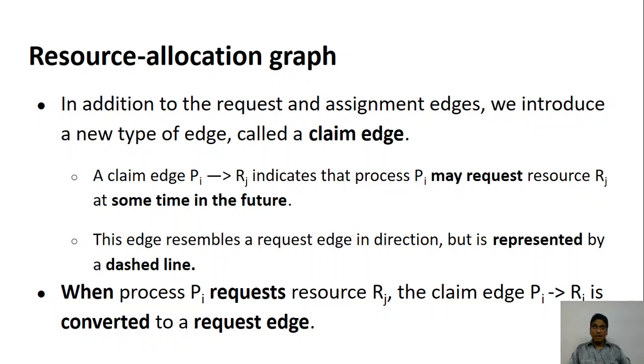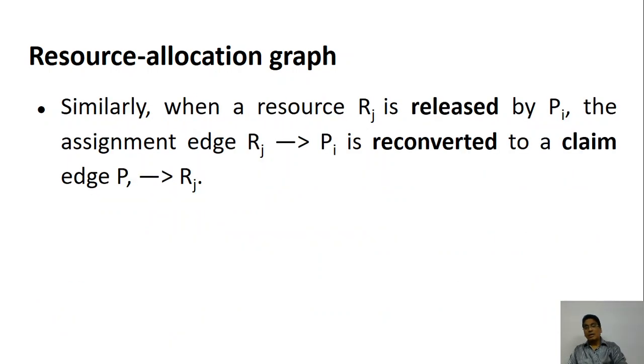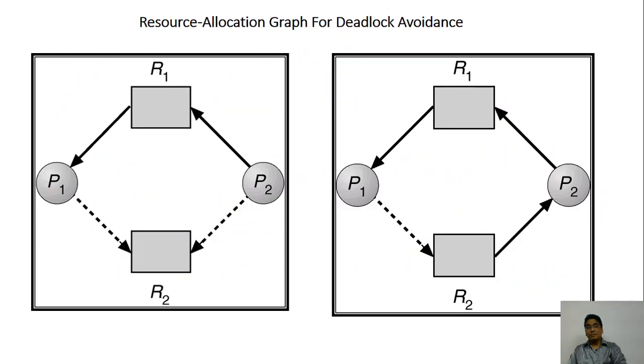When P1 makes a request, it will be converted to a request edge. You know very well what a request edge is. Suppose P1 is not making a request now, but it makes a request in future, then you make it a solid line. When it makes a request, it is a solid line.